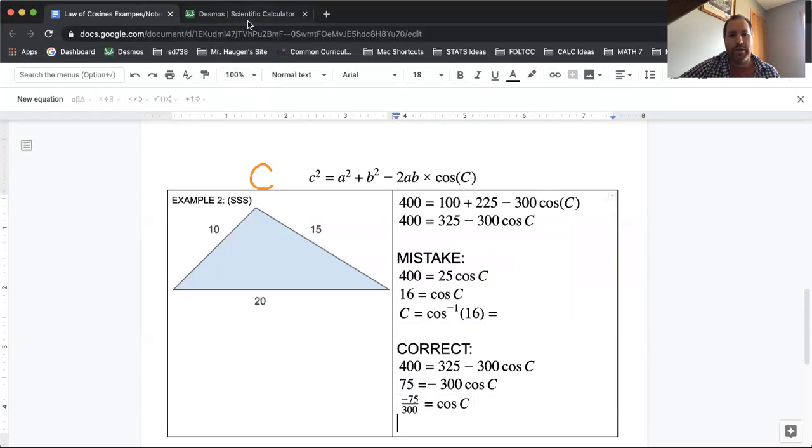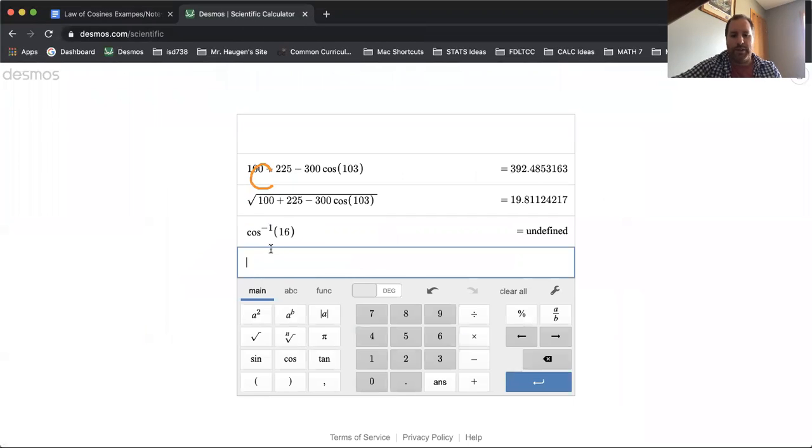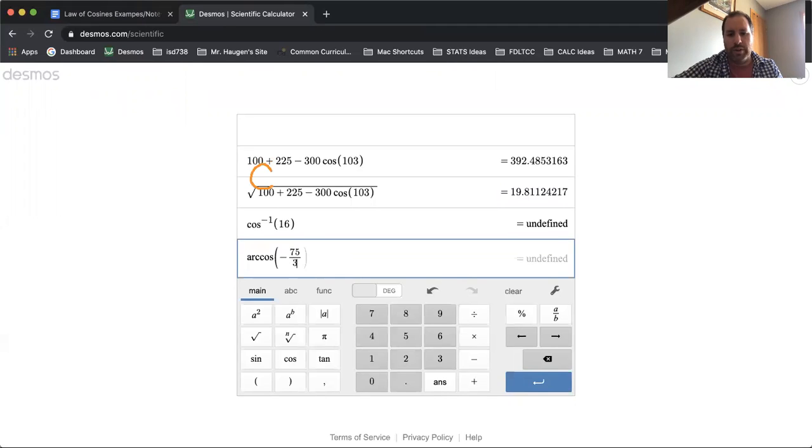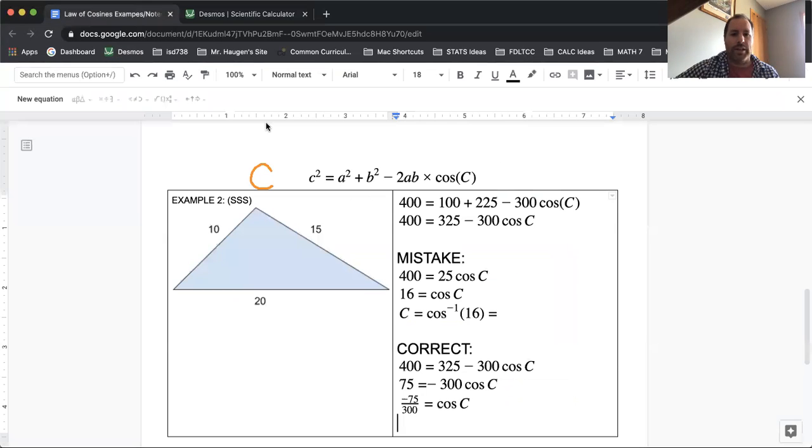In here, I'm just going to type in arc cosine, I think that still works as well. It's easier to type than putting those in. Then we put our negative 75 over 300, and we get that that's 104.48 degrees when we round that. So C is equal to 104.48 degrees. This is the correct way.